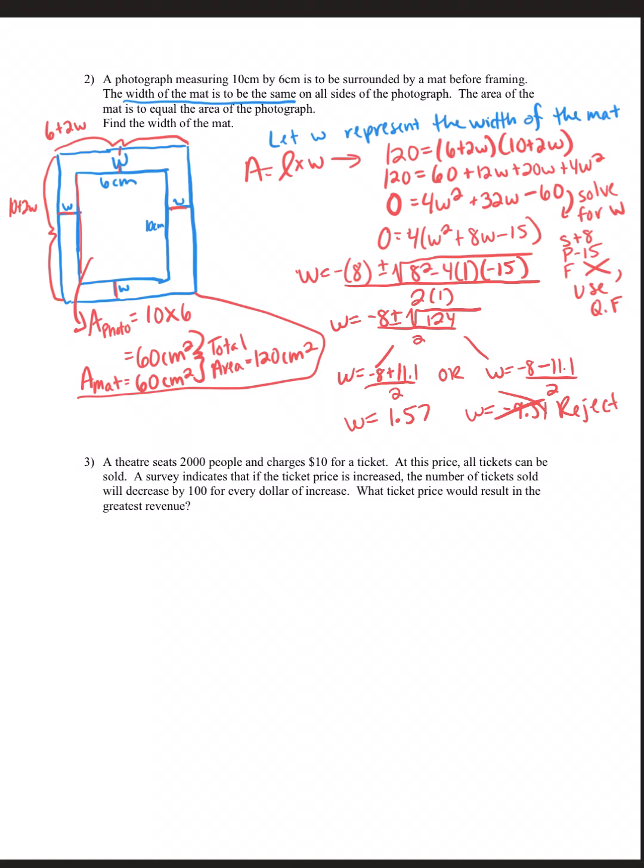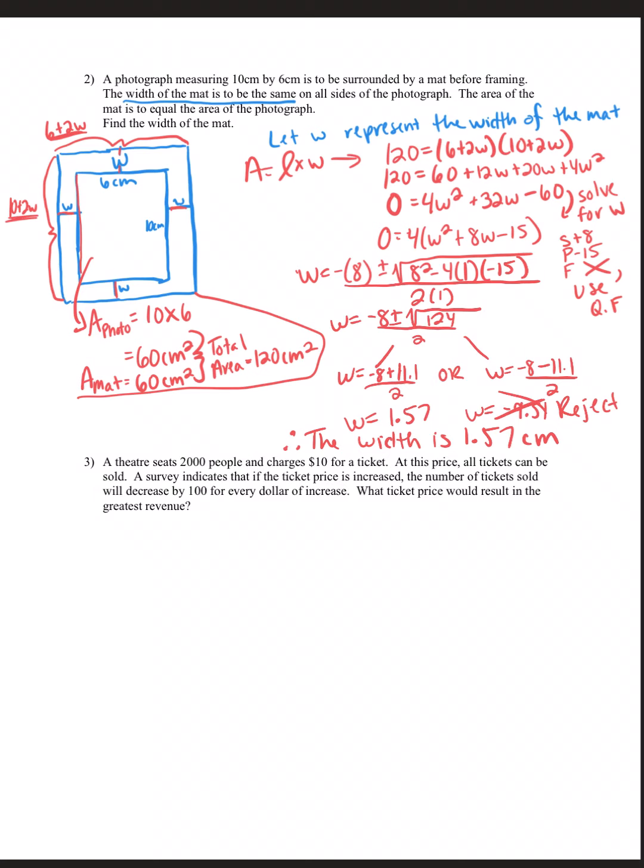And we've found our W, so we can say, therefore, the width is 1.57 centimeters. Okay, if we needed to find our length as well, we could plug back into those binomials up here that we had to find the length and width of the total picture frame, but they're just looking for the width of the mat. Okay, so we found that by solving for W.